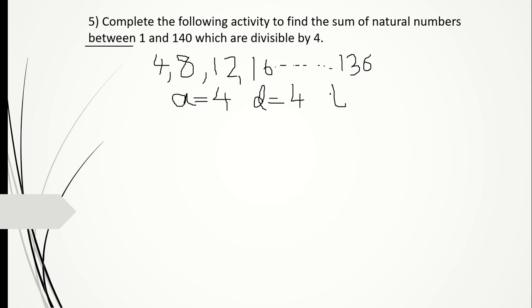How many terms we are going to add, that we don't know. But what we know is the last term. We know the nth term. This is the last term, but what is its position? That we don't know. Whether it is the 100th term, whether it is the 120th term, that we don't know. But we know the term. We know it is 136. So first we will find n using the Tn formula. Tn is A plus n minus 1 D.